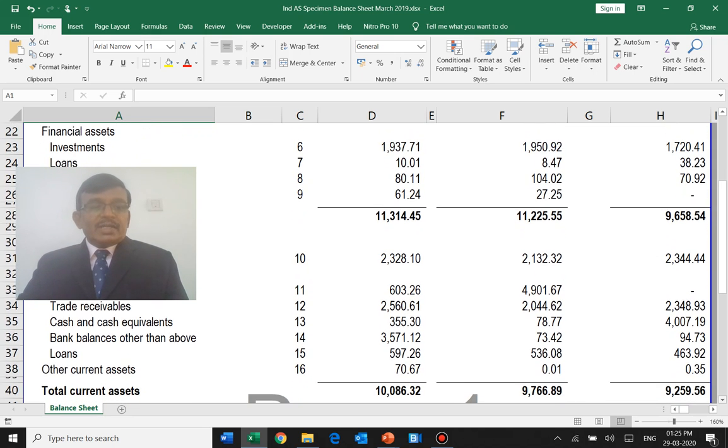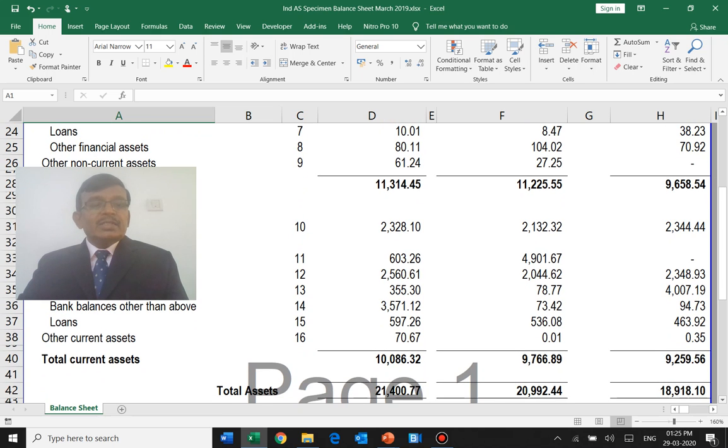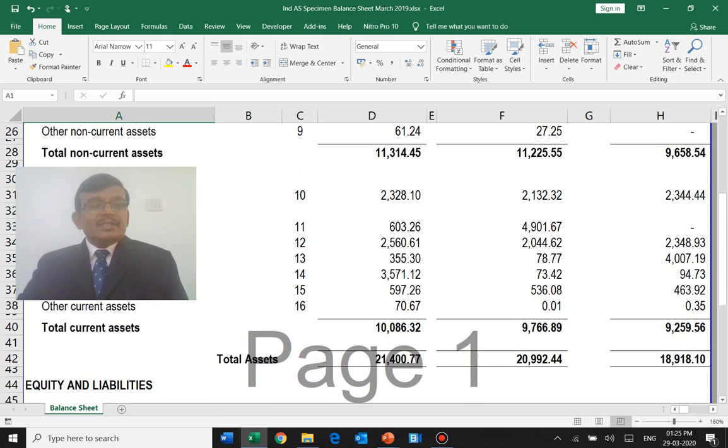Like that, loan can also be current portion, non-current portion. We will see what that is. The residual category is other current assets. So the subtotal has also been seen.